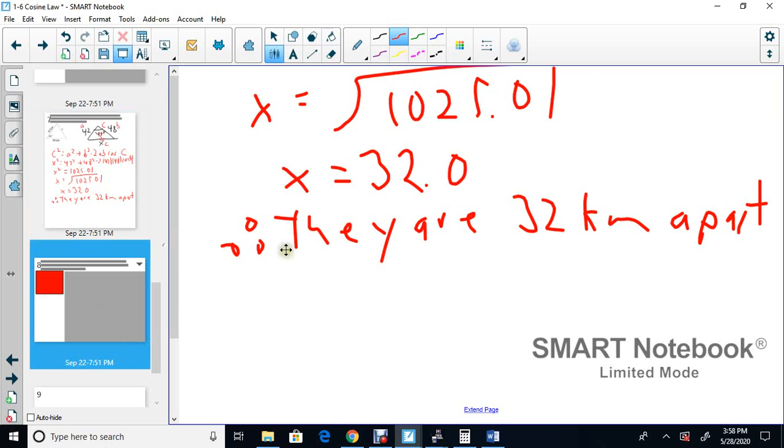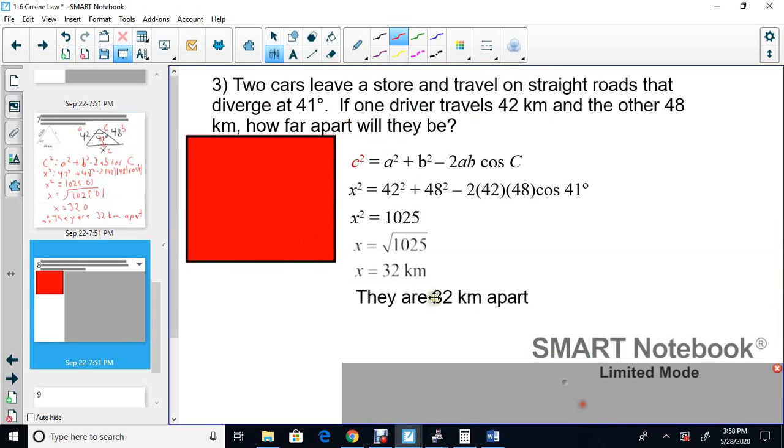I do have this one typed. So if anyone wants to, I got the same answer, 32 kilometers apart. If you can't read my writing, you just pause the video. You can see the nice typed version if you couldn't read my writing.